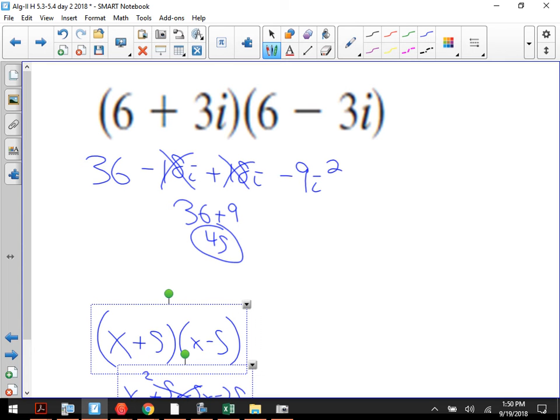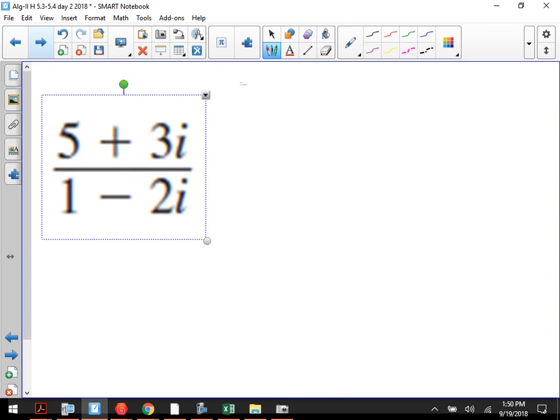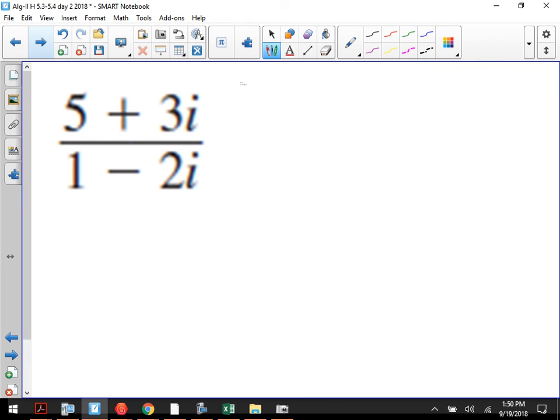For example, when you have to divide. When you have to divide imaginary numbers, even though you can talk about them, they don't belong in the denominator. Kind of like radicals. We don't leave radicals in the denominator. We rationalize. Well, we kind of do the same thing with imaginary numbers. But in order for us to rationalize this imaginary, what we do is we multiply by what's called its conjugate. What that means is you're multiplying by what makes it a perfect square.